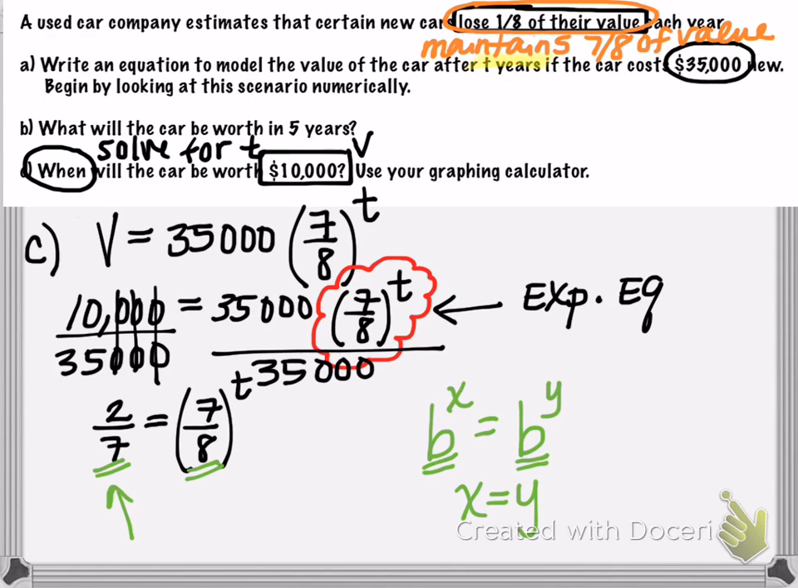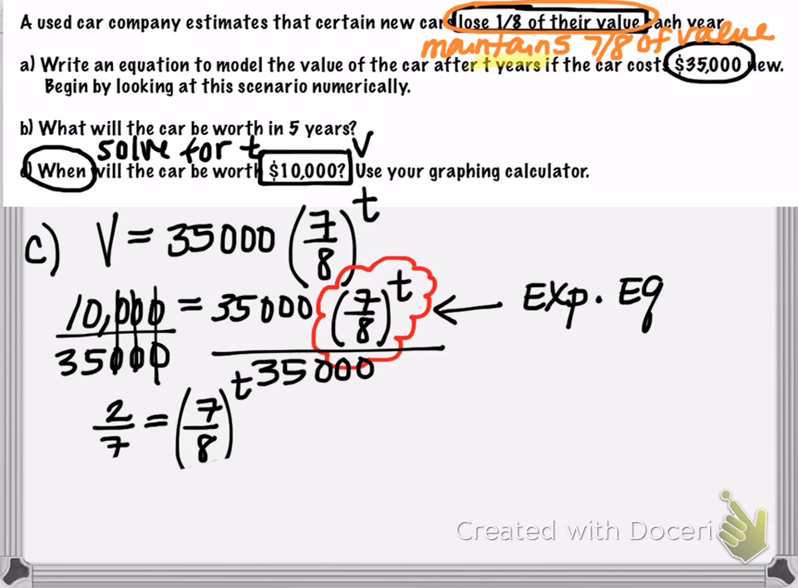So going back to our example here, the question is, is there any way that we can get the bases to be the same? When the left side, the base is 2/7, and the right side, the base is 7/8. And the answer to that question is going to be no. There's no way we're going to be able to get those bases to be the same. So we need to solve this equation a different way. And we're going to solve it graphically, and we'll go ahead and use our graphing calculators for right now.